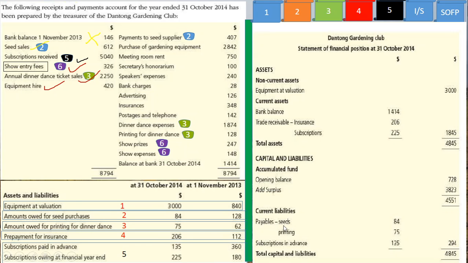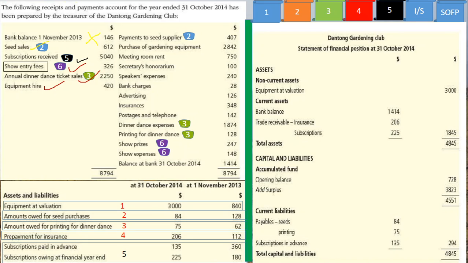And then current liabilities, you have seeds payable. You go up here, seeds payable is 84. Then you have printing payable, anything that's payable. Printing 75, so the 75 has come here. Subscription received in advance, the current liabilities you have here. Subscription received in advance 135, so that's here. Add this up, you get 294. And then you add 4551 plus 294, you get 4845. That is the total capital and liabilities. This amount must be equivalent to your total assets, and that completes your statement of financial position.